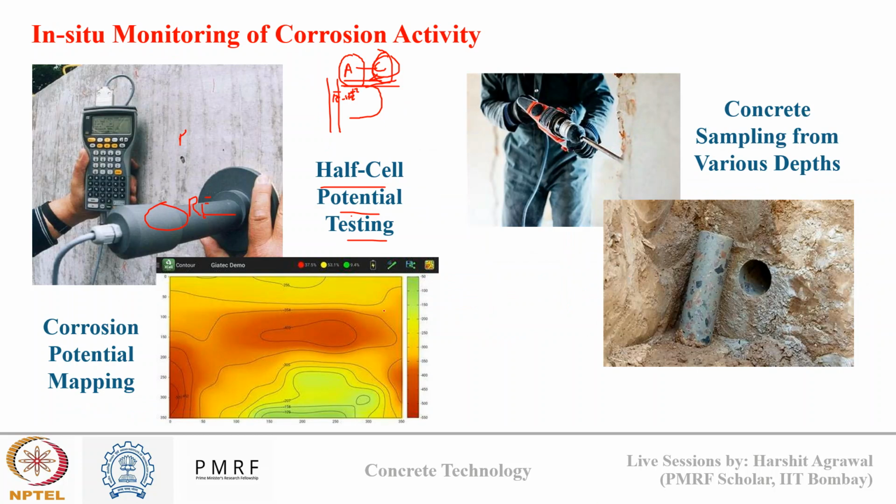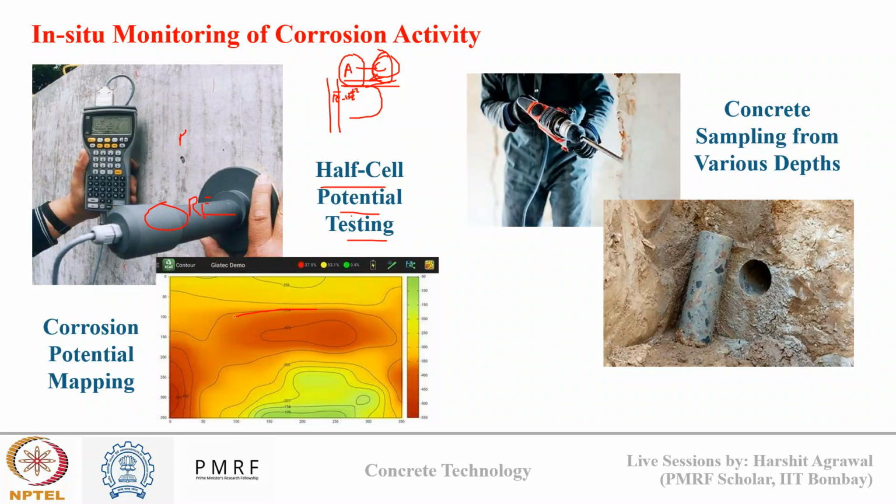If we measure half cell potential values at different points on a concrete surface, then we can perform corrosion potential mapping. Here you can see multiple readings taken over a grid, and we have made contour plots. This helps us identify the distribution of corrosion activity, and it helps us detect localized anodic regions also.